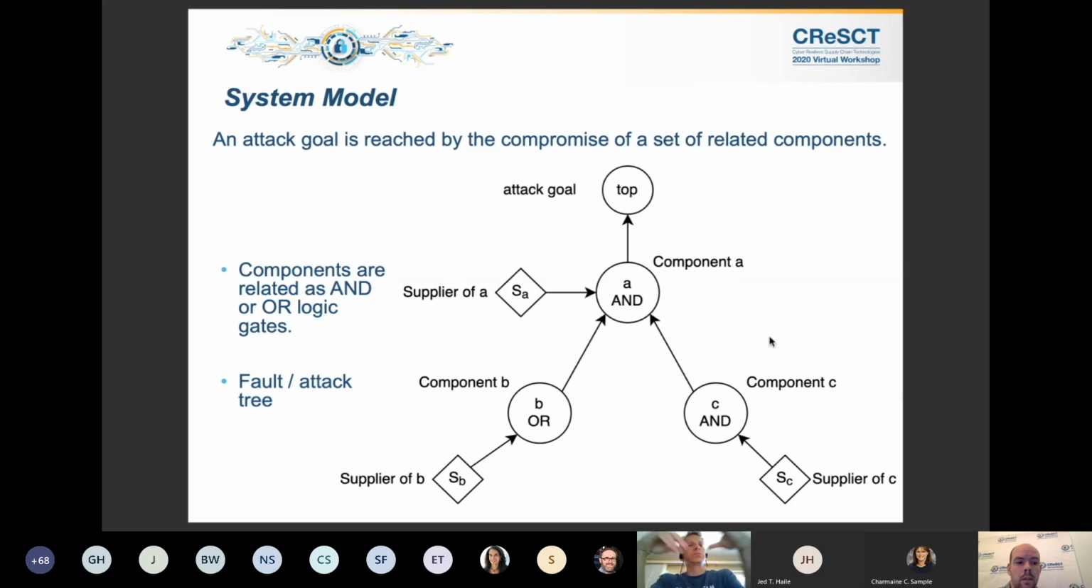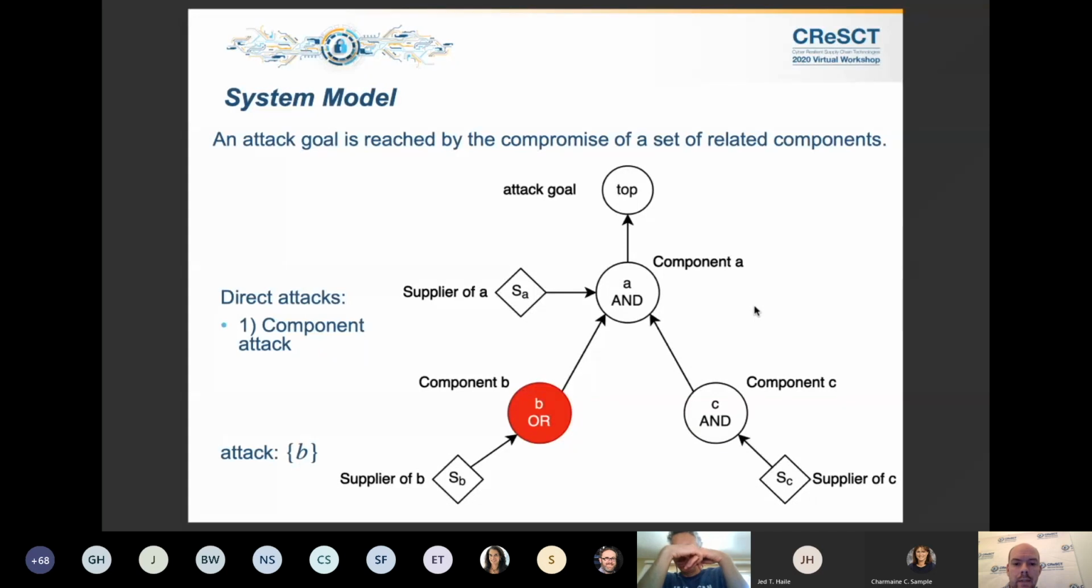You may note a resemblance here to a fault or attack tree, and there is a close resemblance of the model with the addition of suppliers. And so every system model is going to contain an attack goal, which is at the top, and that attack goal will capture what the goal of this particular model is designed to analyze. In this case, we have a simple attack against component A.